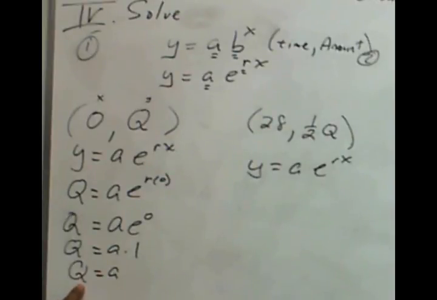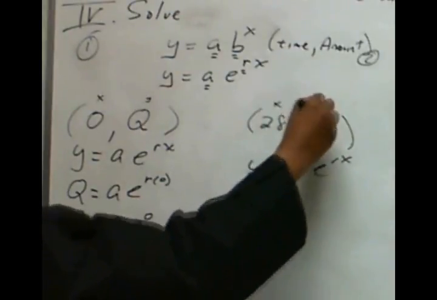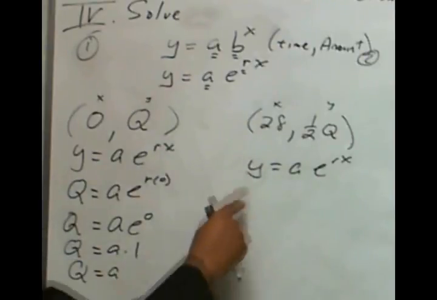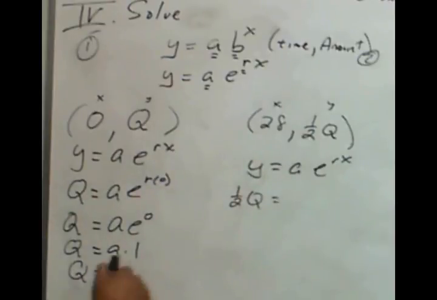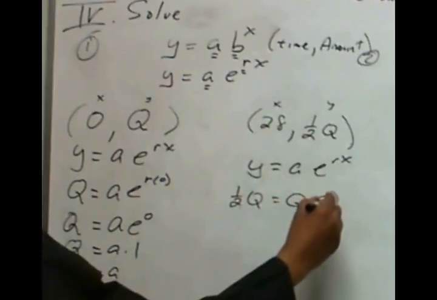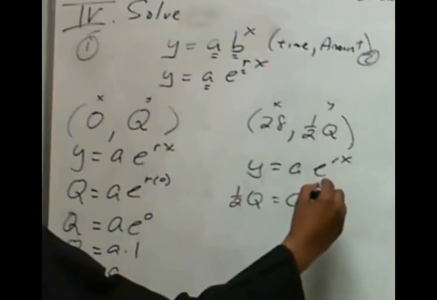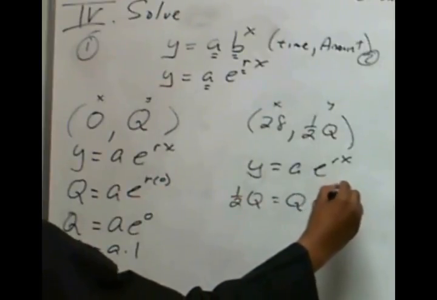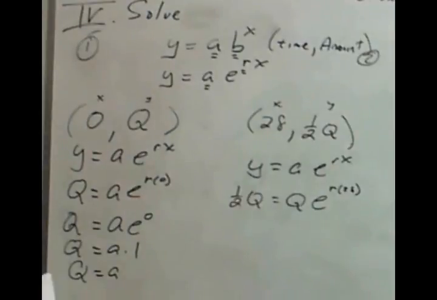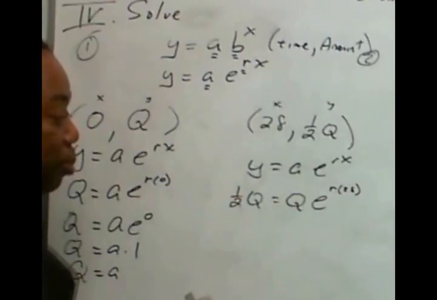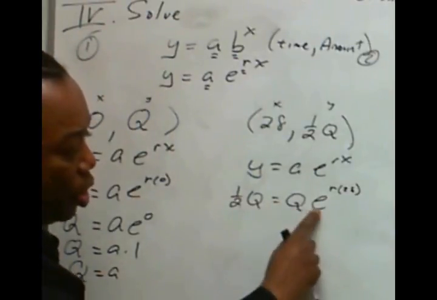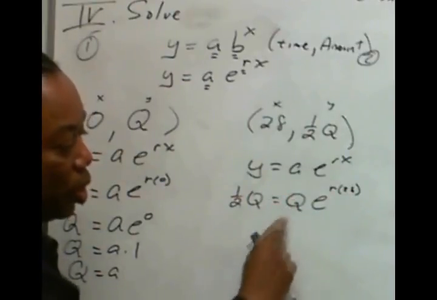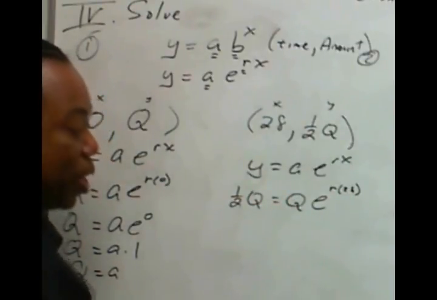So we can take this along with this x and y and put it into this value here. So y is half of the quantity. A is q. R is unknown. And x is 28. Okay. Now we're going to solve for that r there. The way that we're going to do it is that we have to get rid of the q, then the e, and then the 28. So about 3 steps. So getting rid of the q, we'll divide both sides by q.